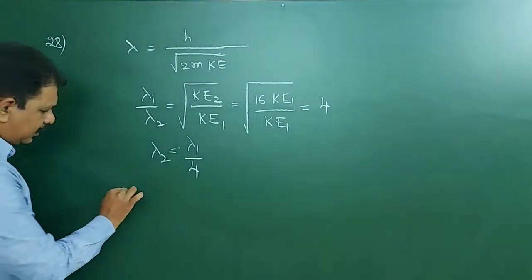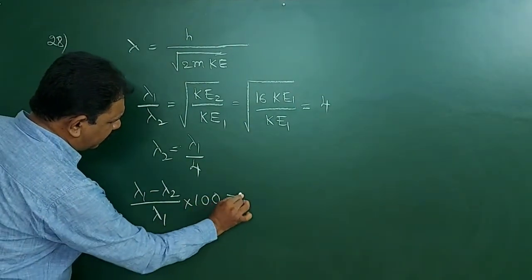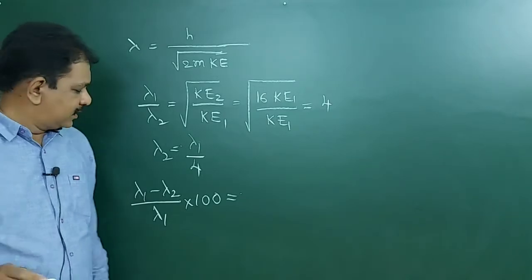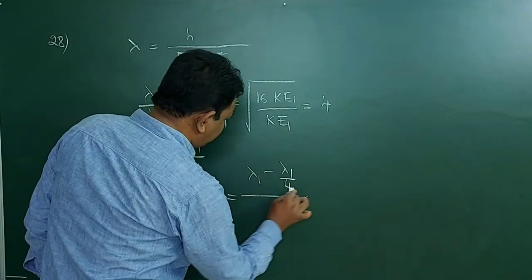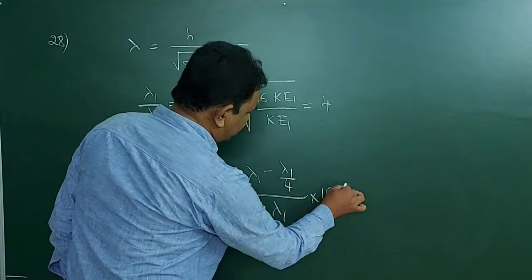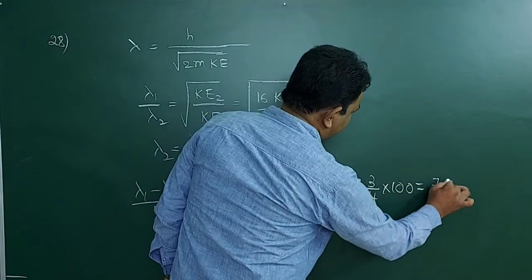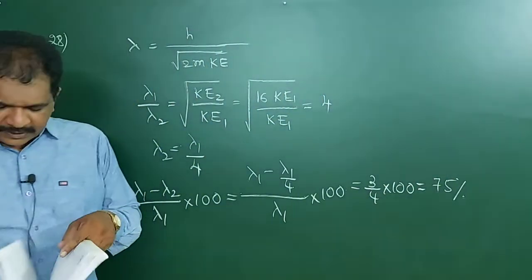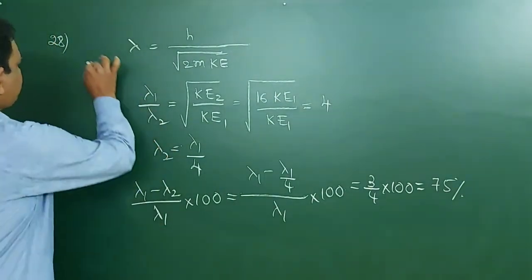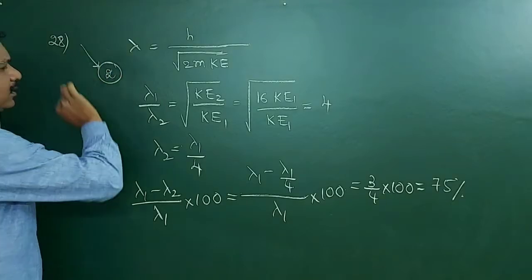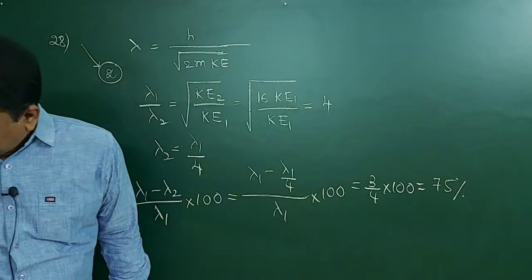They are asking for the percentage change: lambda 1 minus lambda 2 by lambda 1 into 100. So lambda 1 minus lambda 1 by 4, divided by lambda 1, into 100. That is 3 by 4 into 100, so this value is 75%. Okay. So 28, it will be the second option. Clear? Next, 29.